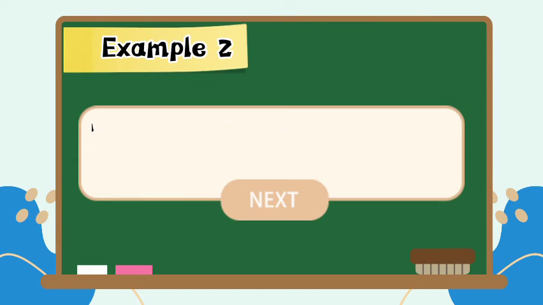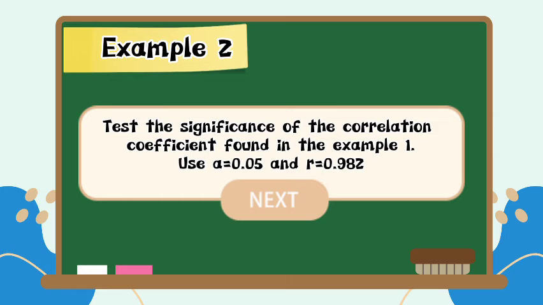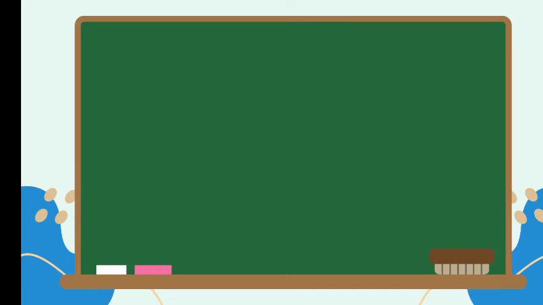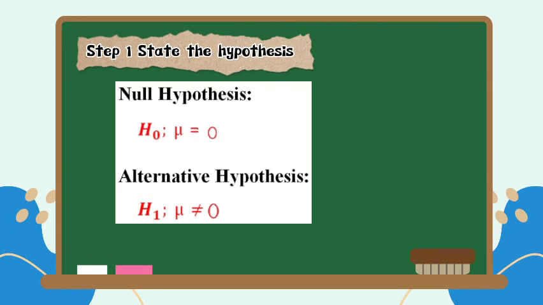Example 2. Test the significance of the correlation coefficient found in example 1. Use alpha equals 0.05 and r equals 0.982. So, alpha is given in the problem and r came from example 1. Step 1. State the hypothesis. There are two hypotheses. First is the null hypothesis.